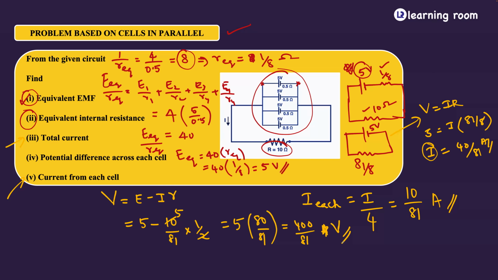See, 400 by 81 is less than 5. Because we know, in the case of discharging, the EMF will always be greater than the terminal potential difference. So EMF is 5 means the terminal potential difference should be less than that. Okay. So make a note of this.